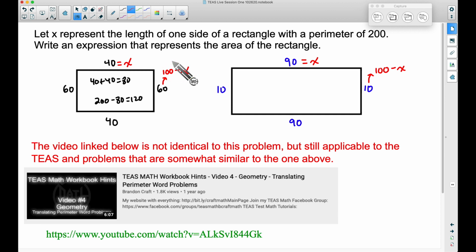Now back to our problem. It says write an expression that represents the area of the rectangle. Well, to find the area of a rectangle, we take length times width.